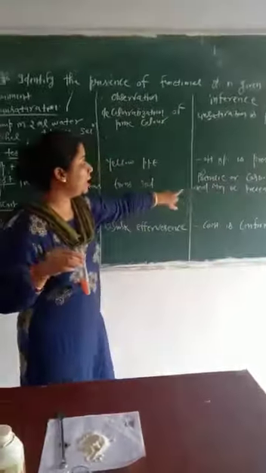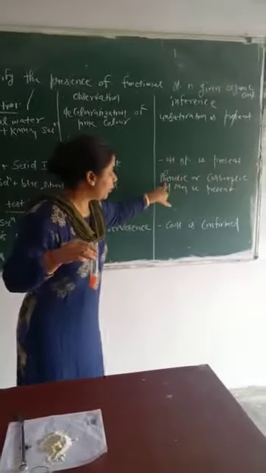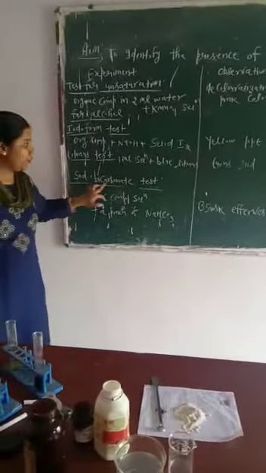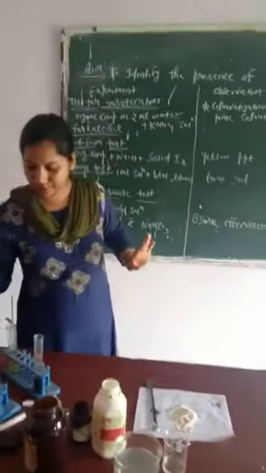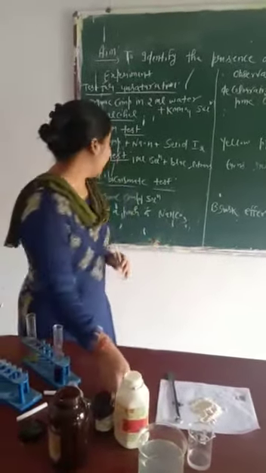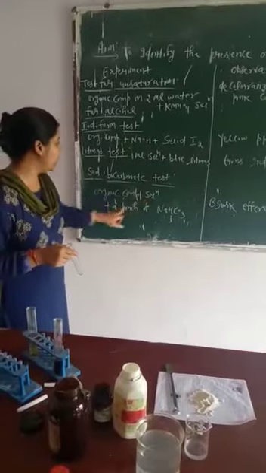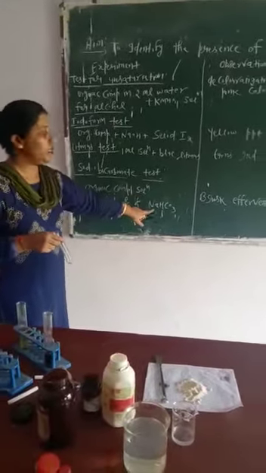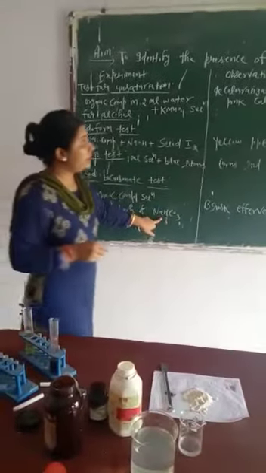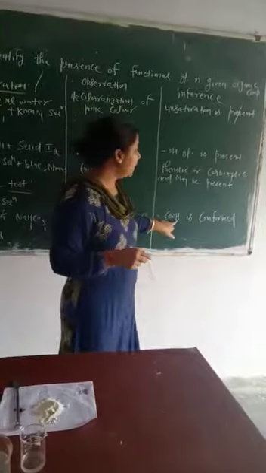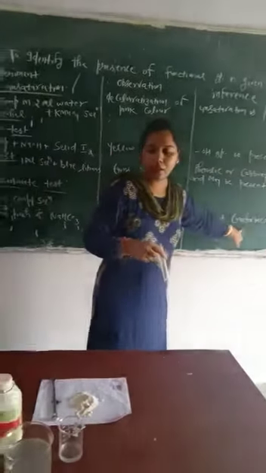Now we will do the confirmatory test for phenolic or carboxylic acid. Next test is the sodium bicarbonate test. In the sodium bicarbonate test, what we will do? We will take organic compound solution and we will add a pinch of sodium bicarbonate. If there is a brisk effervescence in the solution, that means carboxylic acid group is confirmed.